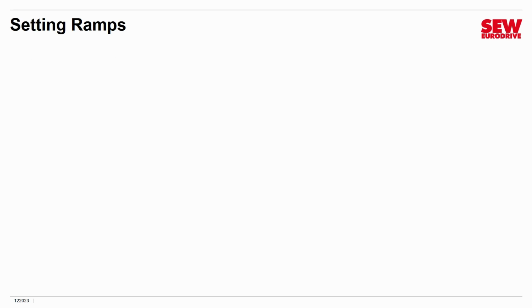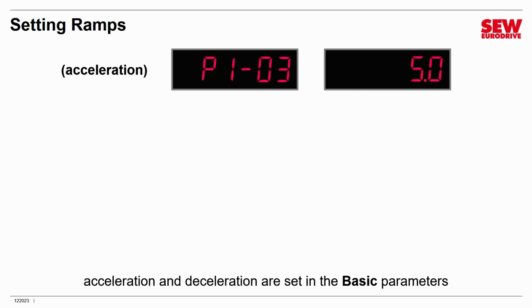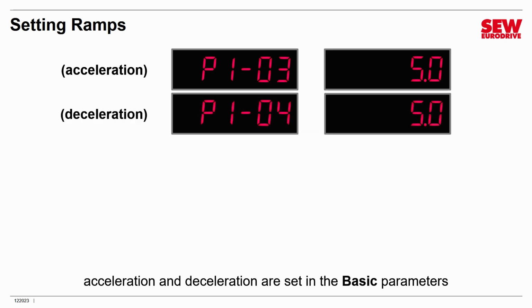Okay, so where do we actually change the ramps in the VFD? Well, happily, those parameters are in the basic parameter set, that group of 15 parameters that are enabled by default. We set the acceleration ramp in parameter 1-03, and we set the deceleration ramp in parameter 1-04. By default, they're both set to 5 seconds, which is a fairly gentle acceleration. You probably noticed in our last session when we were ramping the motor up and down, it did take a certain amount of time. That's because we were using the default ramps.